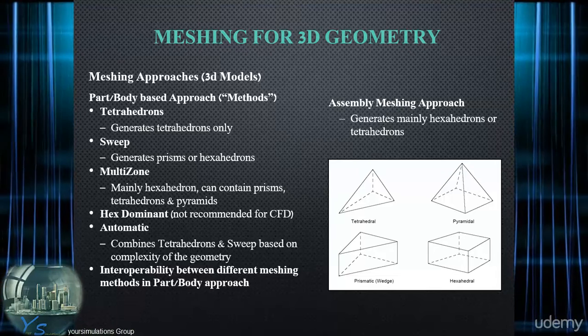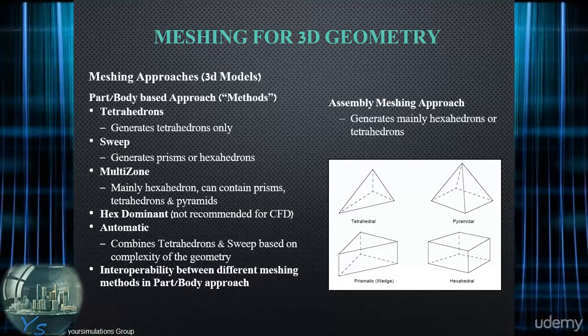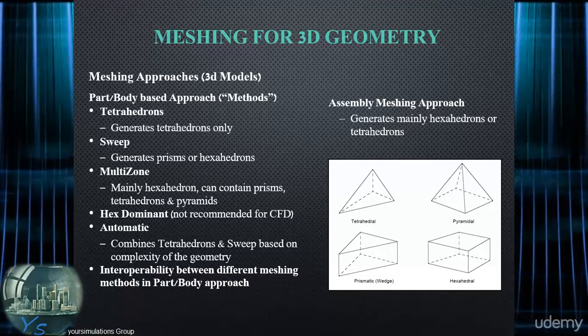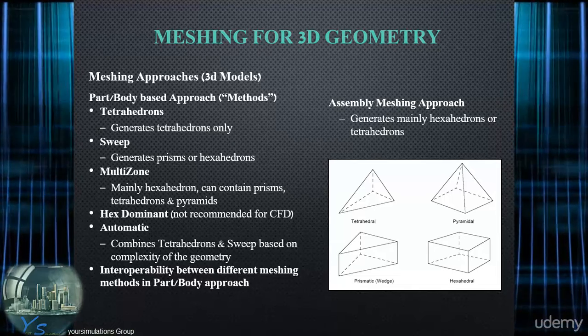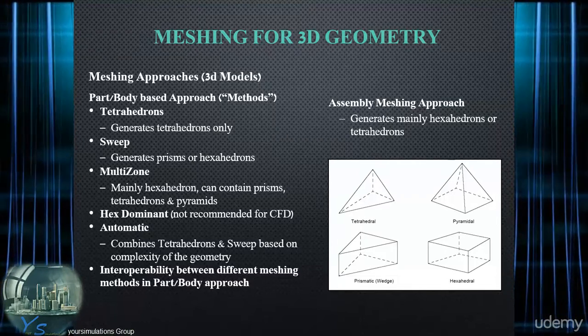A compromise between hex and tet elements are prisms. They are usually used in the boundary layer because they are as flexible as tets regarding the description of the surface, but they can also be stretched like hex elements without compromising the quality too much.